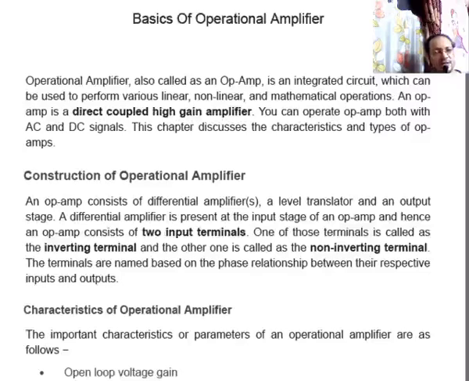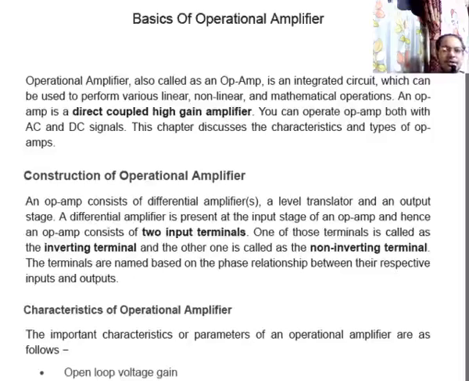Now I am going to discuss the operational amplifier and its basics in detail. So operational amplifier is also called OPAMP in short. It is an integrated circuit which can be used to perform various linear, non-linear and mathematical operations. An OPAMP is a direct-coupled high gain amplifier. You can operate OPAMP with both AC signal and DC signal. So this chapter discusses the characteristics and types of different kinds of operational amplifier.